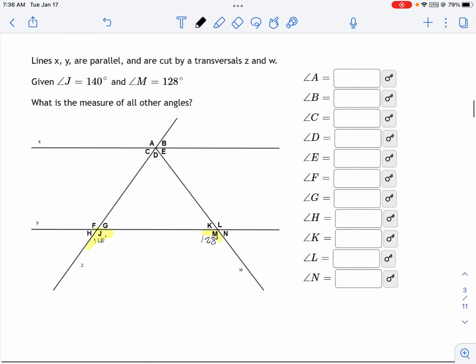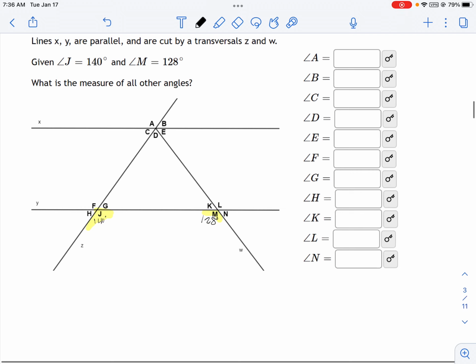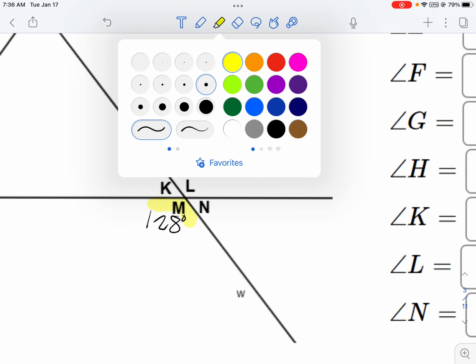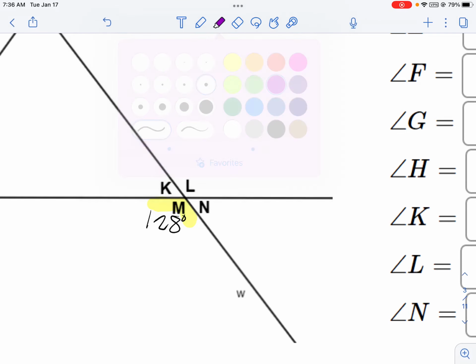Well, let's get into it. First off, pick an angle to start with, right? Either J or M, doesn't matter. I'm just going to pick angle M. So you'd say, all right, well, knowing that we have angle M as 128, how does that help us? Well, let's figure out what else is 128.